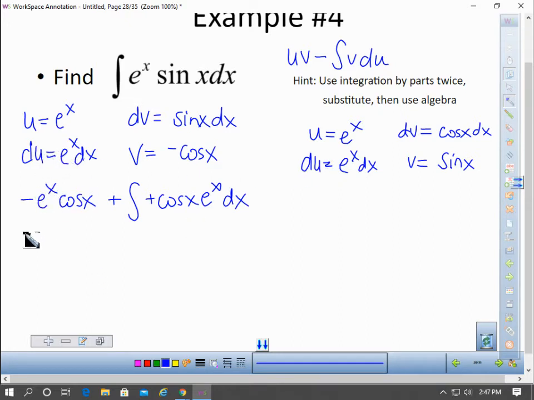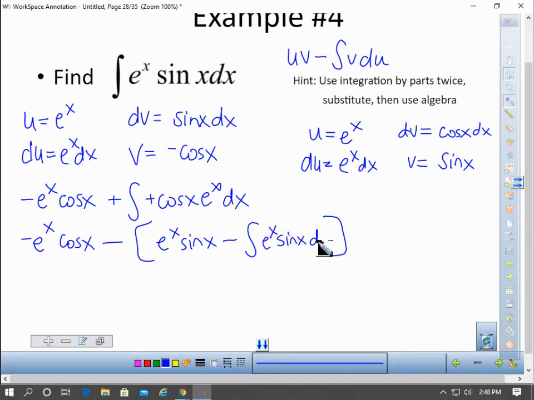Okay. So this is going to be negative e to the x cosine x minus now what we're going to put in here to replace this integral is another ultraviolet voodoo from these things over here. So ultraviolet would be u times v, so that's going to be e to the x sine minus the integral of the voodoo of sine times this. So that would be e to the x sine dx. Okay, so now what do you notice here that we have? We now have, let me spread this out, and we'll show you a little trick here that we're going to do.